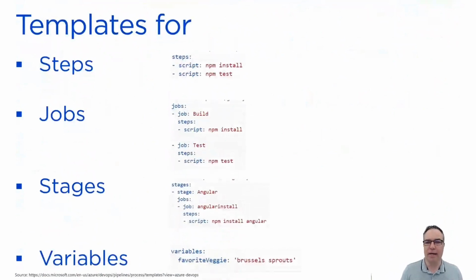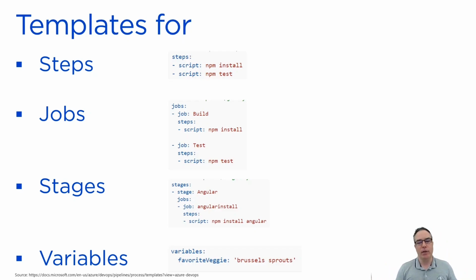So what can we do actually with the templates? There is a bunch of things you can create a template for. First of all, it's steps. This is the group of tasks you want to reuse, but you could also create a template for a whole job, a job containing many tasks being together inside the template. You can even go one level up. You could create stage templates, so a full stage containing different jobs and different steps inside.